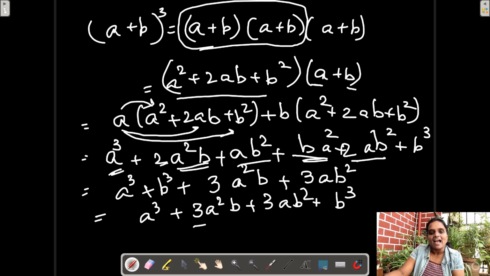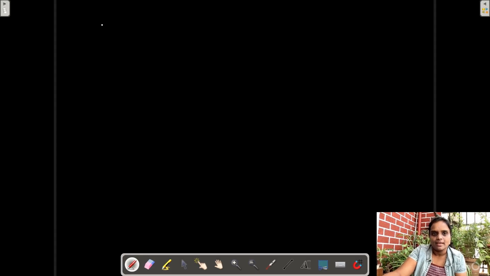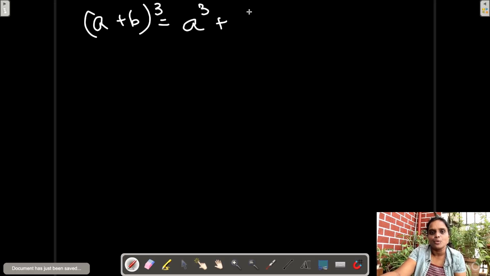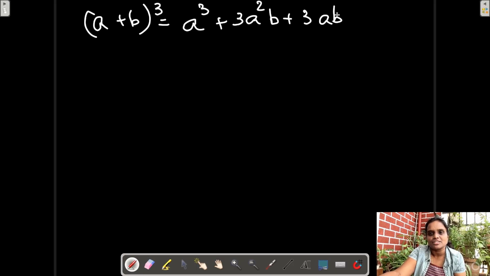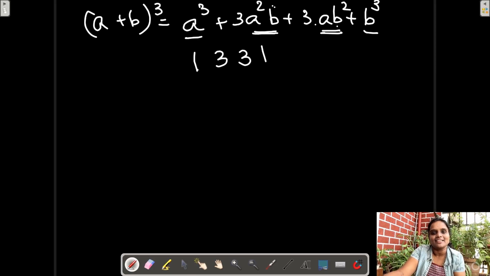This is the identity. Now let's write this identity again. (a plus b) whole cube is equal to a cube plus 3a square b plus 3ab square plus b cube. See, to remember, it's a pattern. First write down a cube plus b cube. All the terms should have 3 as the degree: 2 plus 1 is 3, again here 2 plus 1 is 3. So remember like that. And the coefficients, remember the pattern as 1 3 3 1.